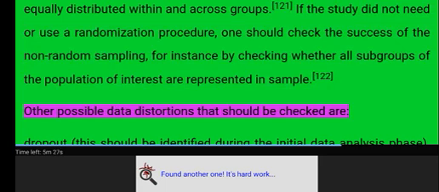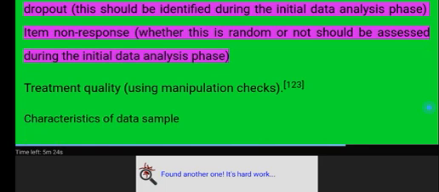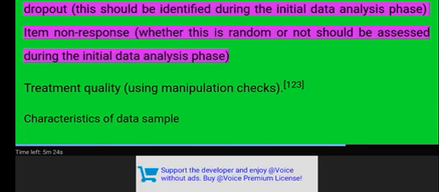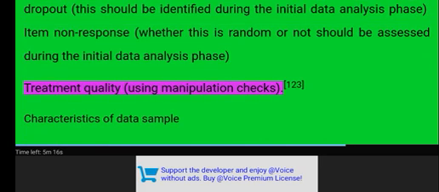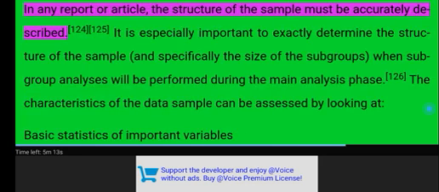Other possible data distortions that should be checked are: dropout. This should be identified during the initial data analysis phase. Item non-response, whether this is random or not, should be assessed during the initial data analysis phase. Treatment quality using manipulation checks. Characteristics of data sample. In any report or article, the structure of the sample must be accurately described.